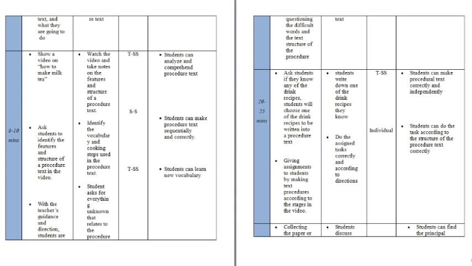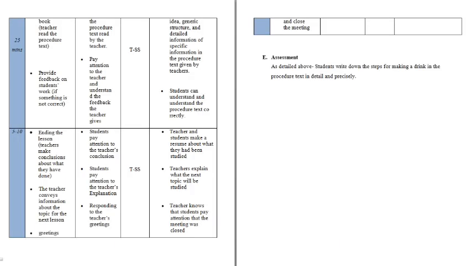And teacher collecting the paper or book. Teacher reads the procedure text. Students can find the main idea, generic structure, and detailed or specific information in the procedure text given by teachers. Provide feedback on the student work if something is not correct. Students can understand the procedure text correctly. This step will take about 25 minutes.